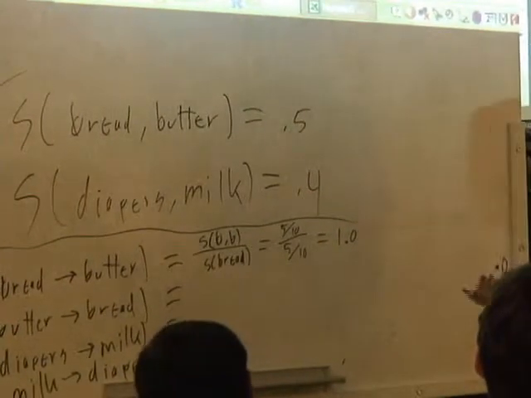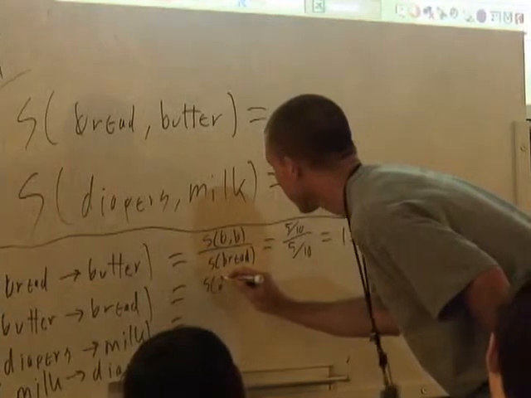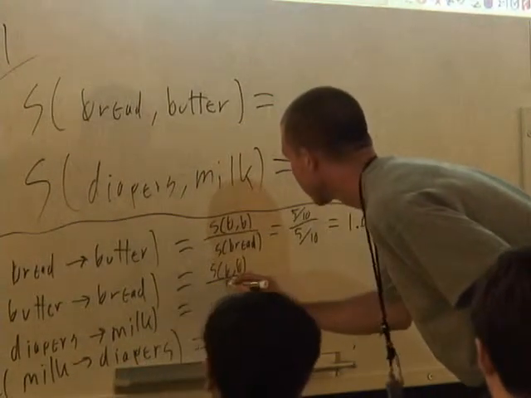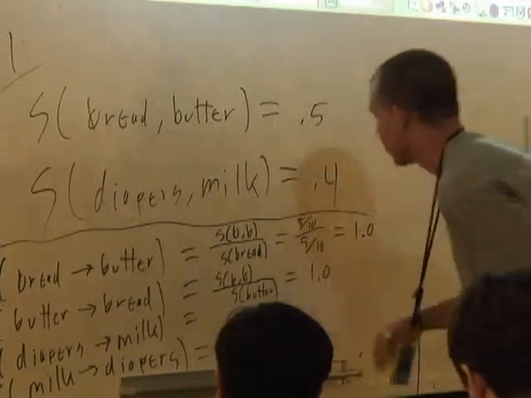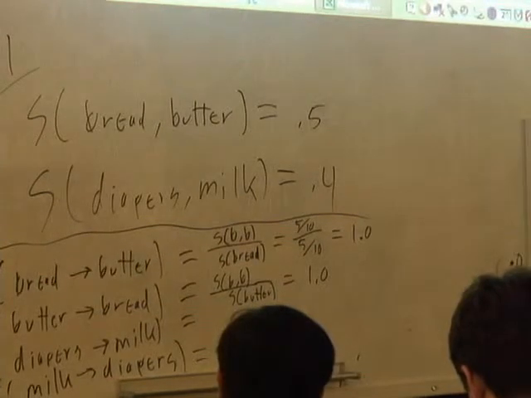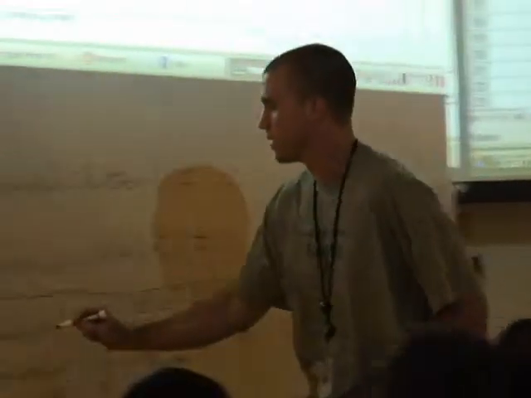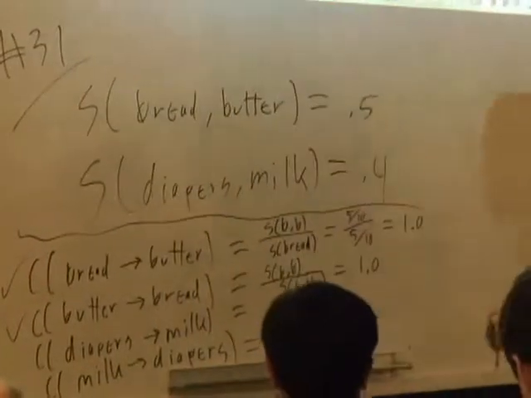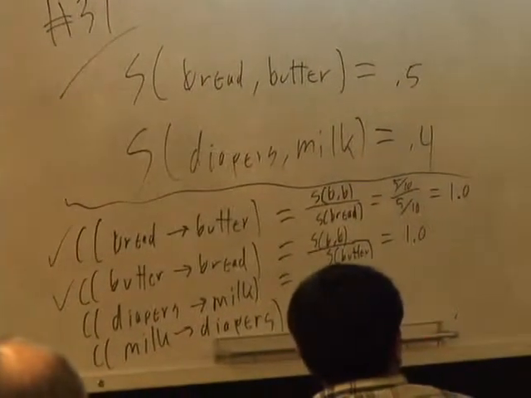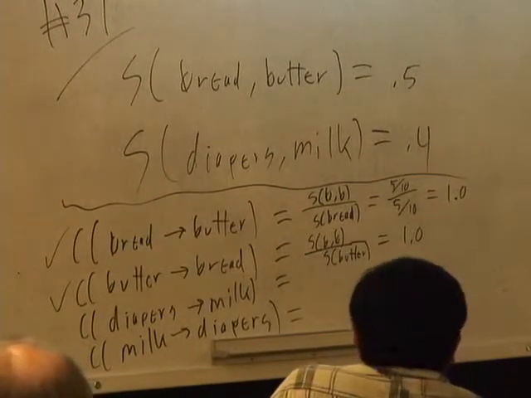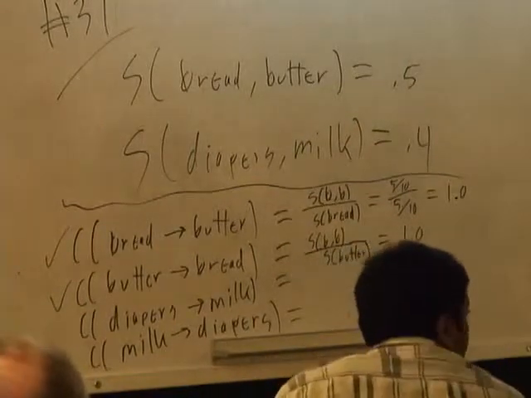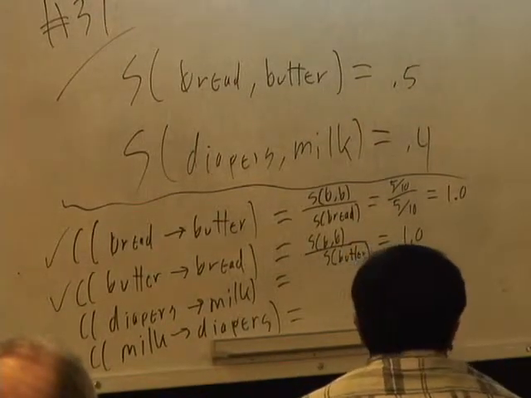And then, of course, because I said they're identical, this one would be the same numerator, but on the bottom it would be the support for butter, which is also 5 out of 10. So this one is also 1.0. Okay, so both of those rules have 100% confidence, and they meet the support requirement of 0.4. So these two rules, we found them, right? It's our data mining task. We found two strong associations in the data. If you buy bread, there's a 100% chance you buy butter. If you buy butter, there's a 100% chance you buy bread. And bread and butter co-occur at least 40% of the time, which was my minimum requirement. In fact, they co-occur 50% of the time.